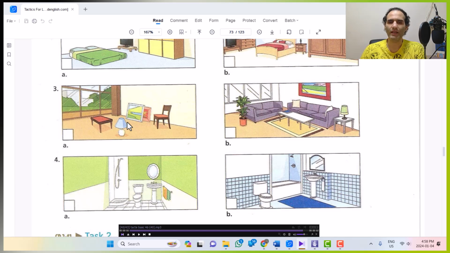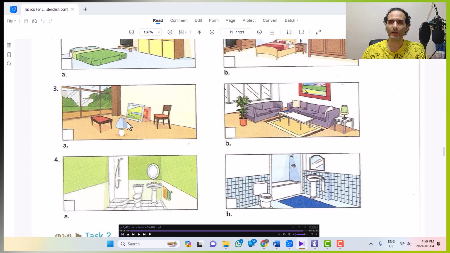So, picture A, because it doesn't have a bathtub. It's just a shower and a toilet, and her friend suggests she go and take a bath at his place whenever she wishes to. Okay, good. This was the first time we listened.